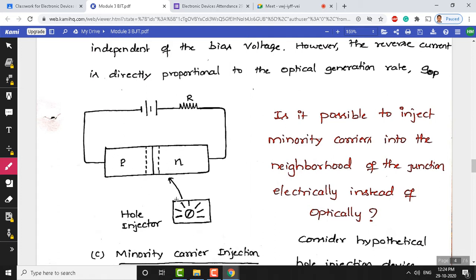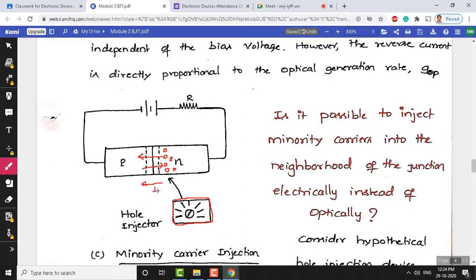Now, in place of that, if I have some device, I am not saying what device it is, this is a conceptual diagram, if I have some hole injector, and this device keeps injecting holes into the N region, what happens now? If holes are injected into this N region, it creates electron hole pairs, and due to the diffusion process and the field, these holes will be pushed into the P region and the corresponding electrons will be pushed the opposite way, and it creates the current flow from the N side to the P side.